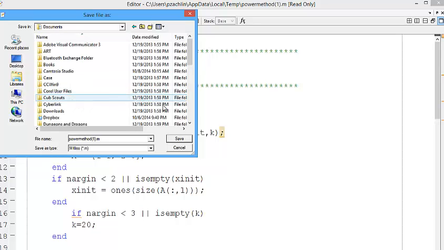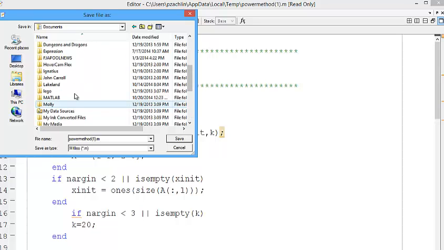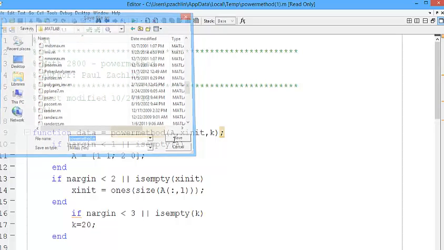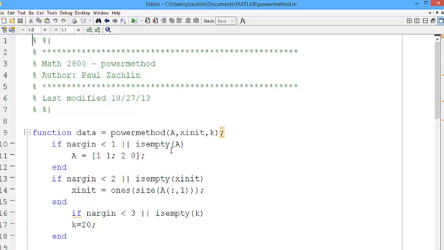Definitely it. MATLAB. Yeah, ooh, Dungeons and Dragons. Let's look at that. MATLAB. Here we go. Are those all your character sheets in there? Oh yeah. Power method. Do I already have it? That'd be funny. No, I don't. Let's just call it power method, not power method 1. Save. All right, it's there.